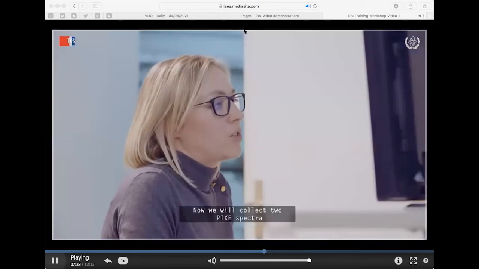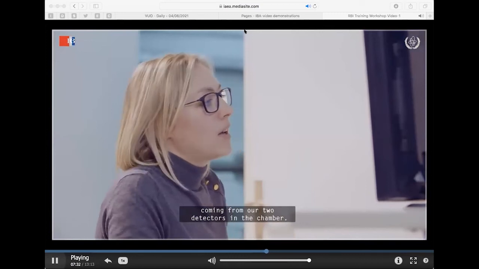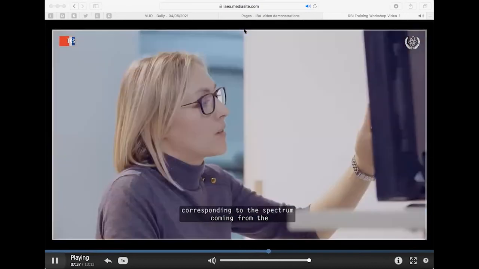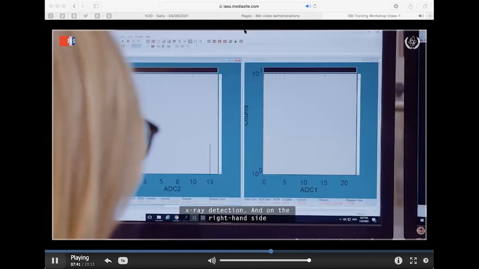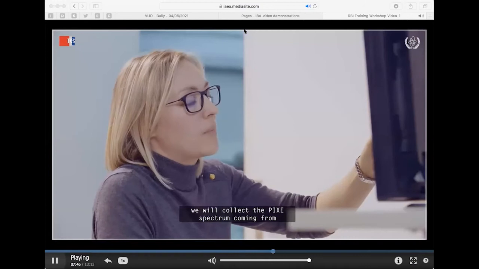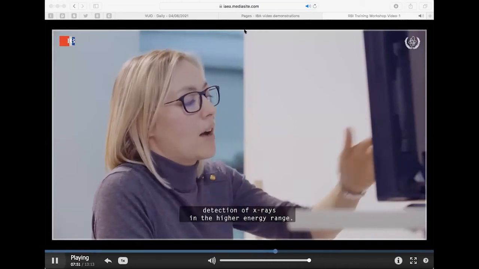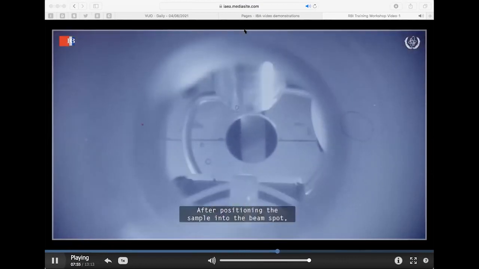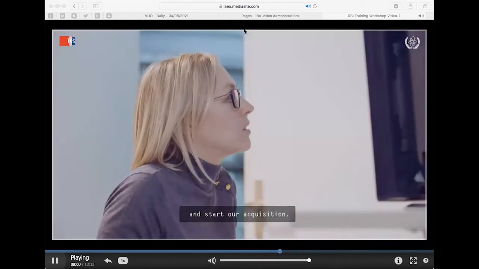Now we will collect two PIXE spectra coming from our two detectors in the chamber. Here on the left-hand side, you can see the window corresponding to the spectrum coming from the Sdg detector, which is optimized for lower energy X-ray detection. And on the right-hand side, we will collect the PIXE spectrum coming from the Sdg detector, optimized for detection of X-rays in the higher energy range. After positioning the sample into the beam spot, we can release the beam in the chamber and start our acquisition.